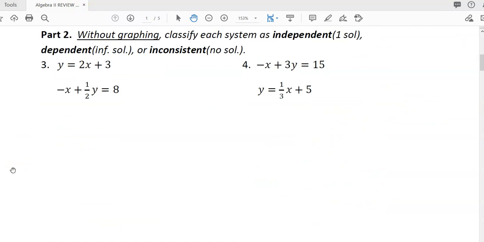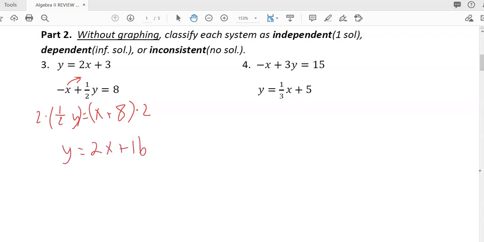Without graphing, classify the system as having one solution, which is independent, infinite solutions, which is dependent, or no solutions, which is inconsistent. So first thing you might want to do is just get this, kind of like we just did a minute ago, in the same form. So we'd have 1/2 y equals x plus 8. Multiply everything by 2, you get y equals 2x plus 16. So we're comparing this one and this one.